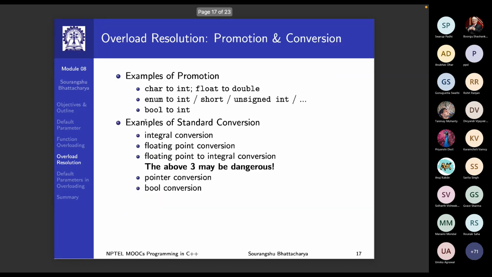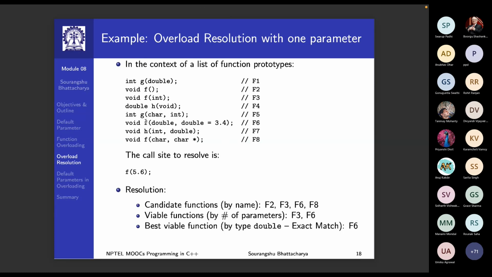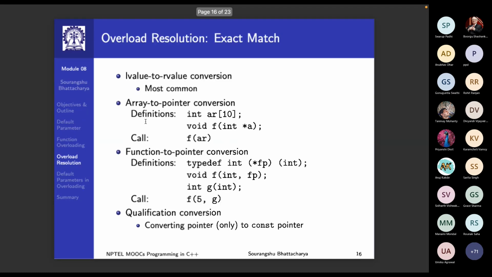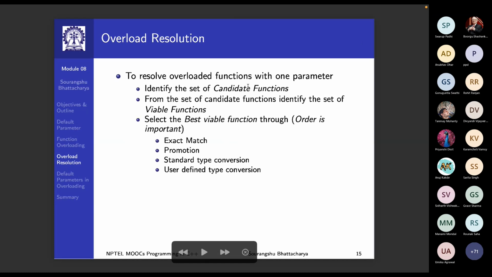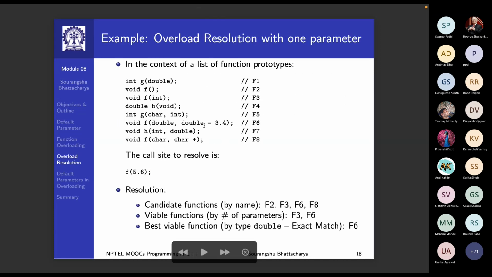So what is a candidate function? A candidate function is basically just a match. Candidate functions are selected by the name of the function. For example, let us see this example. If you have a call here, let's say F(5.6), and you have many different function definitions here. You have the prototypes here, but let's say you can have definitions for all these functions.